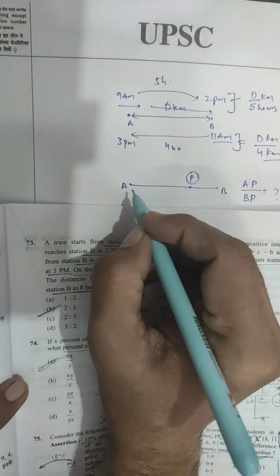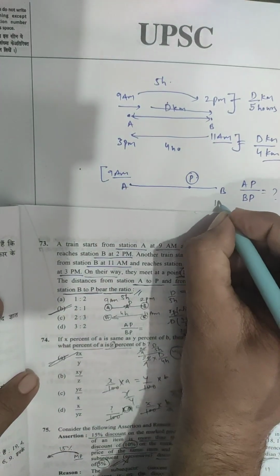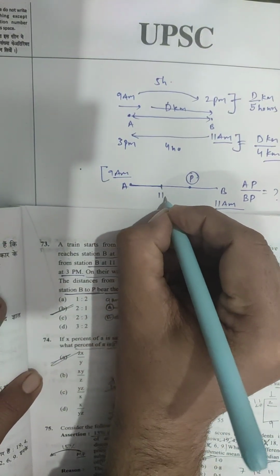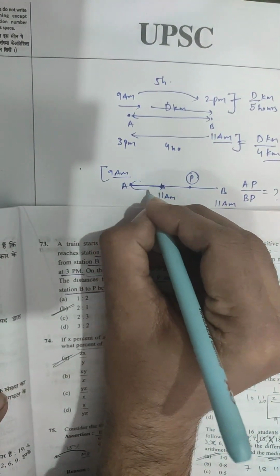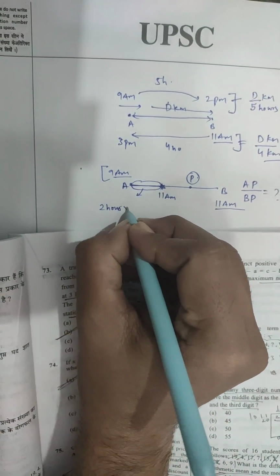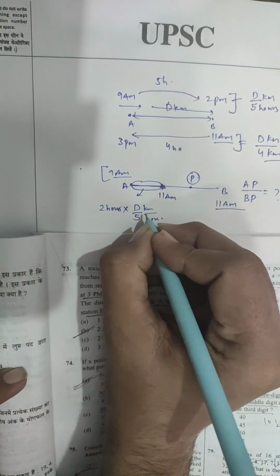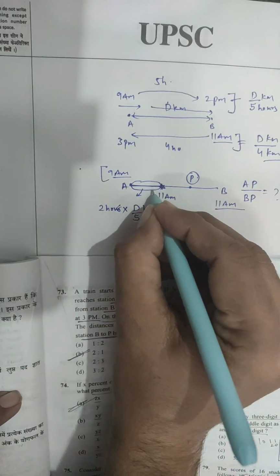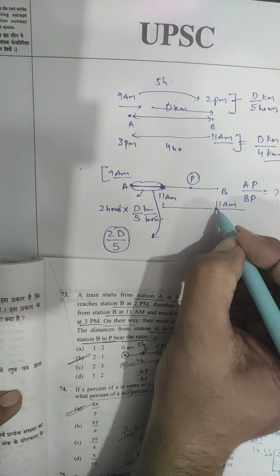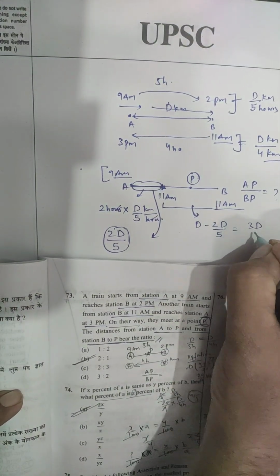Okay, the first train started at 9 a.m. and this one starts at 11 a.m. So in 2 hours, by 11 a.m., the first train will be at this place, and how much is this distance? This will be 2 hours into the speed of the first train, that is d by 5 kilometers per hour, so this distance will be 2d by 5. The remaining distance will be d minus 2d by 5, that is 3d by 5.